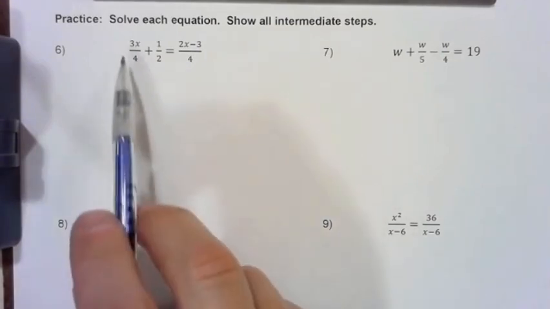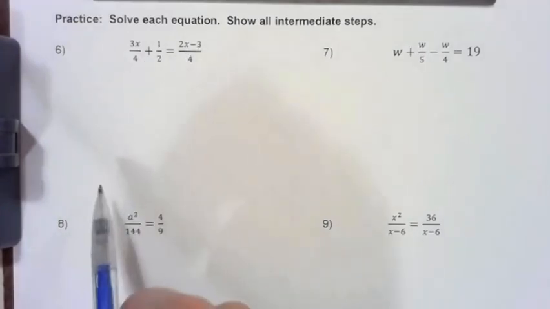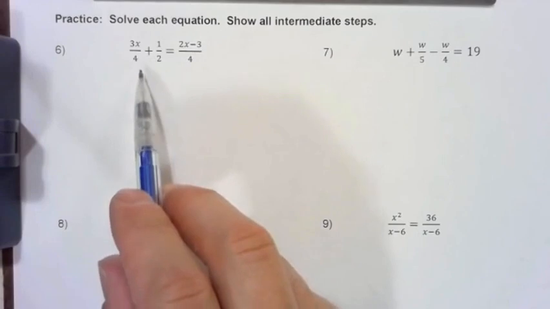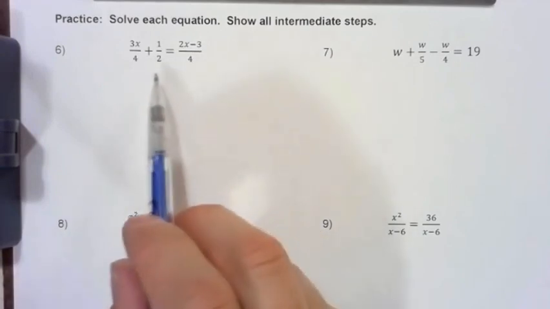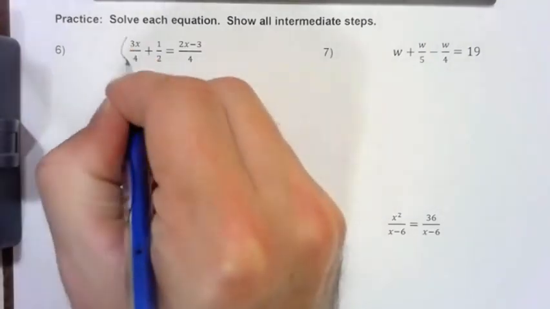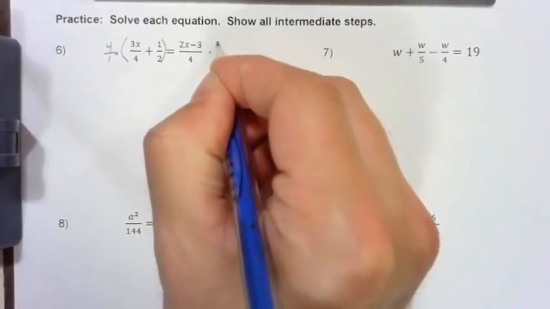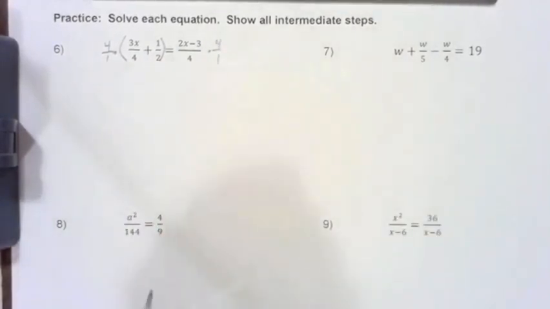So in this example, we have 3x over 4 plus 1/2 equals 2x minus 3 over 4. My denominators are 4, 2, and 4. The least common multiple of 4, 2, and 4 is 4. So I'm going to multiply each side of this equation by 4. And again, that's the same as 4 over 1.